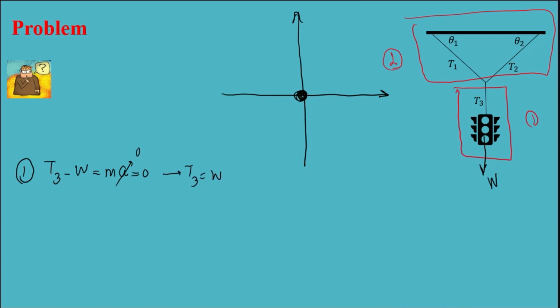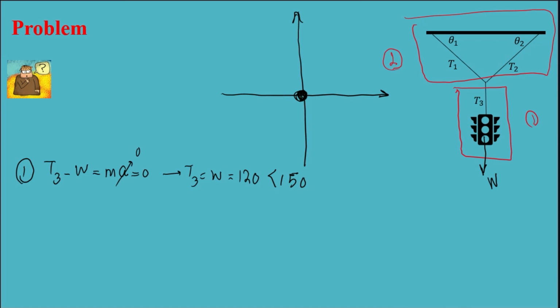And I already know that my W is 120, right? My T3 is going to be 120, right? And then the maximum tension was 150. So now I know, based on having T3 right here, the traffic light is not going to fall down because T3 is less than 150, right? So I'm sure about T3 here.